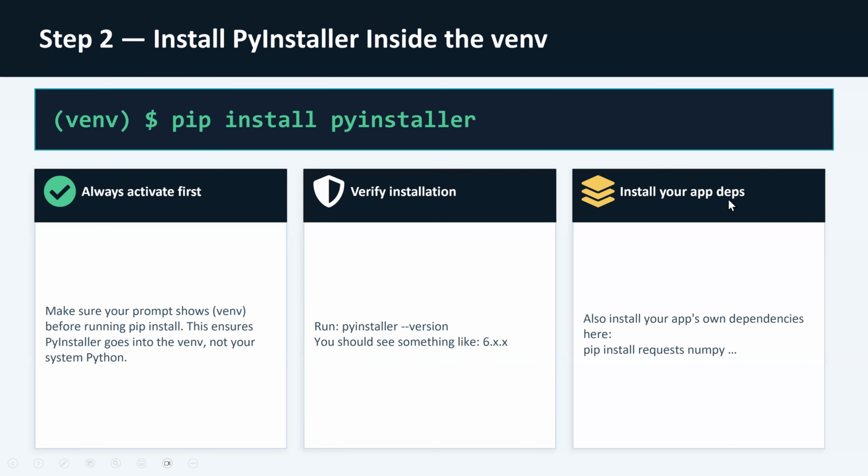Install your app dependencies. So if you have to, inside this virtual environment, install NumPy or Pandas or requests or any other modules, just install your app's own dependencies here by doing pip install, and then, for example, requests, NumPy, Pandas, and so on.